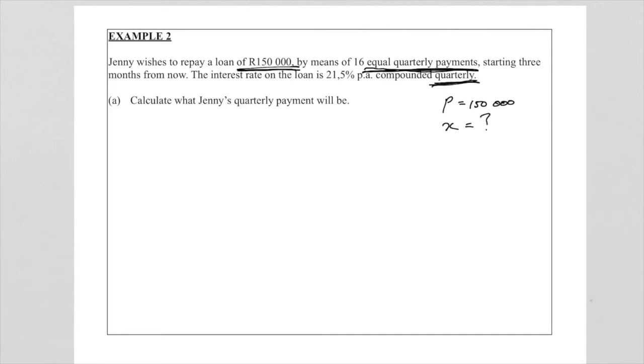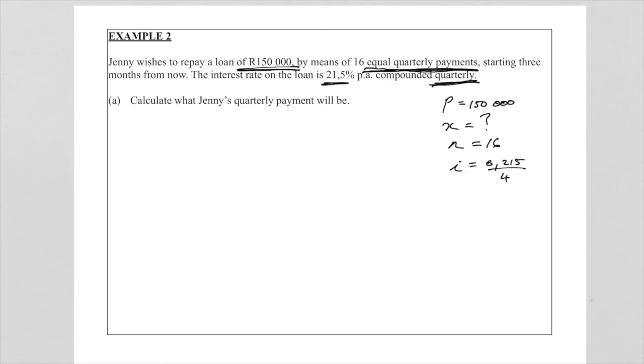So I hope you agree with me, we are looking for X. So now it is important that we realize that this 16 quarterly payments represents N. That will be 16. They told us how many payments Jenny is going to make. And then your interest rate 21.5%, you will see 21.5% is 0.215. And now we divide not by 12 like we very often do, but we divide by quarters, and there are 4 quarters in 1 year. So we divide by 4.